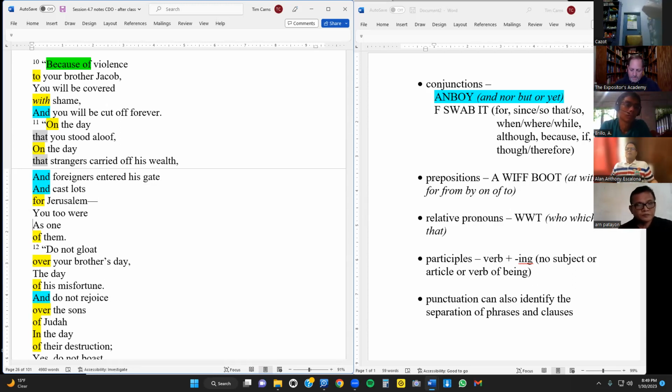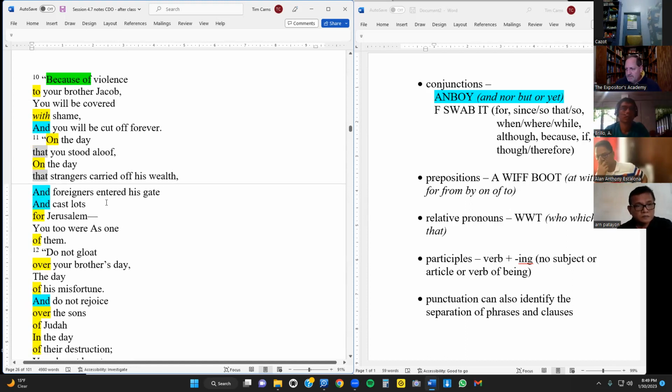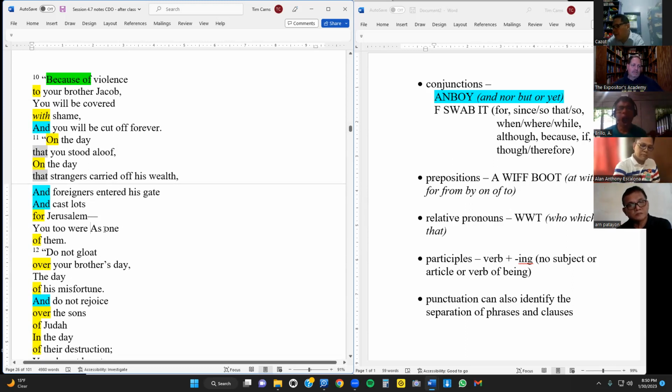You two were as one of them, like one of them. Okay, in this case. All right. Does that make sense, guys? I know this is English. Some words can function differently. The word that can have different ways that it functions. The word so, the word as. So that's just one of those things you just need to be aware of when we're dealing with English.